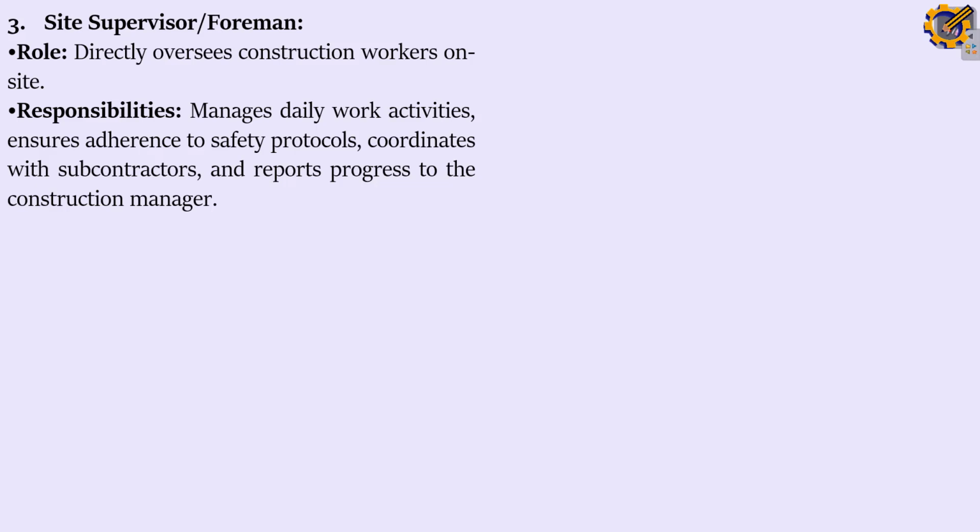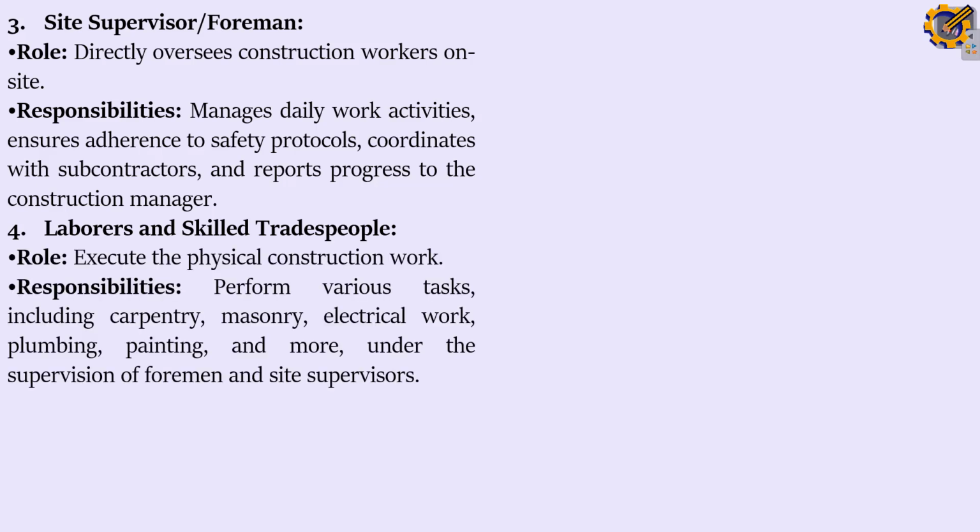All right. So we have the site supervisor or foreman. The site supervisor is the one that manages daily work activities, ensures adherence to safety protocol, coordinates, and also reports progress to the construction manager. Then we have laborers and skilled tradespeople. They execute the physical construction work. They perform various tasks including carpentry, block laying. Masonry is also known as block laying, so take note. Electrical works, plumbing, painting, and more, under the supervision of foremen and the site supervisor.